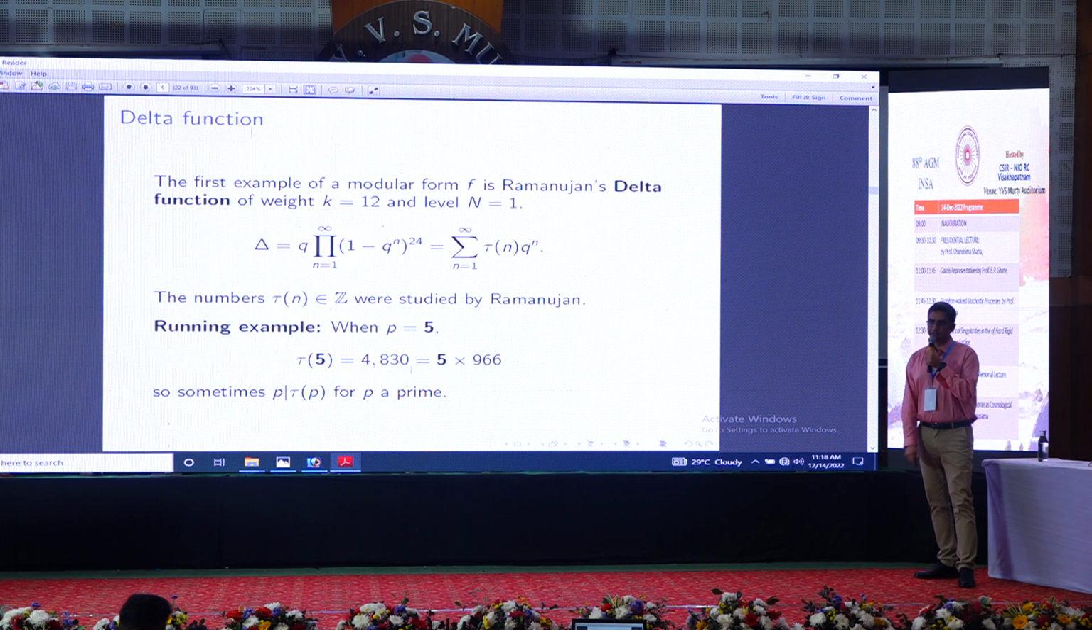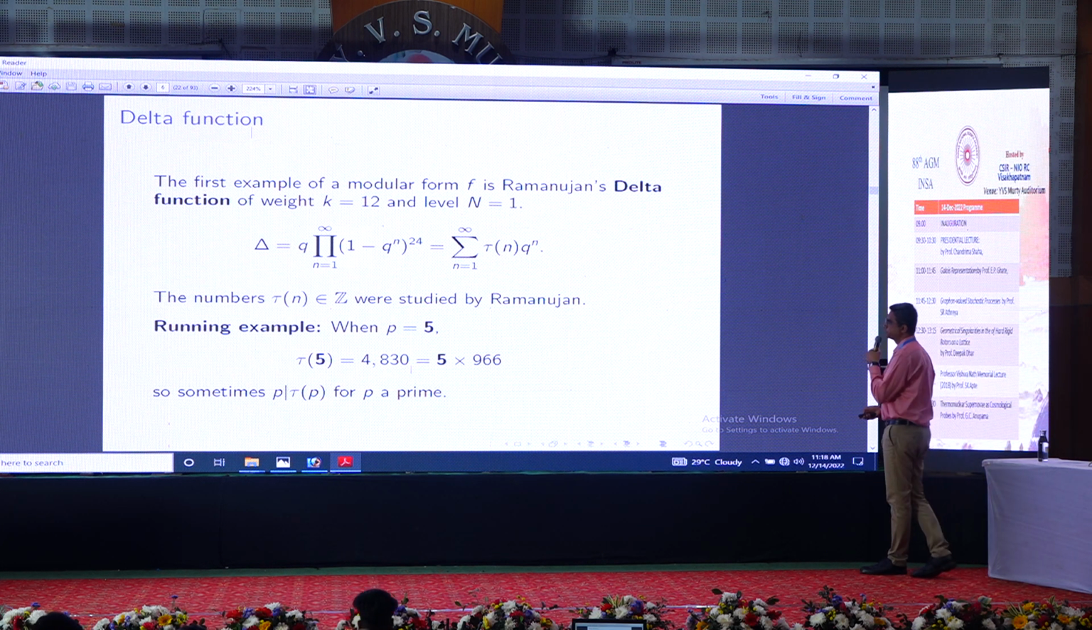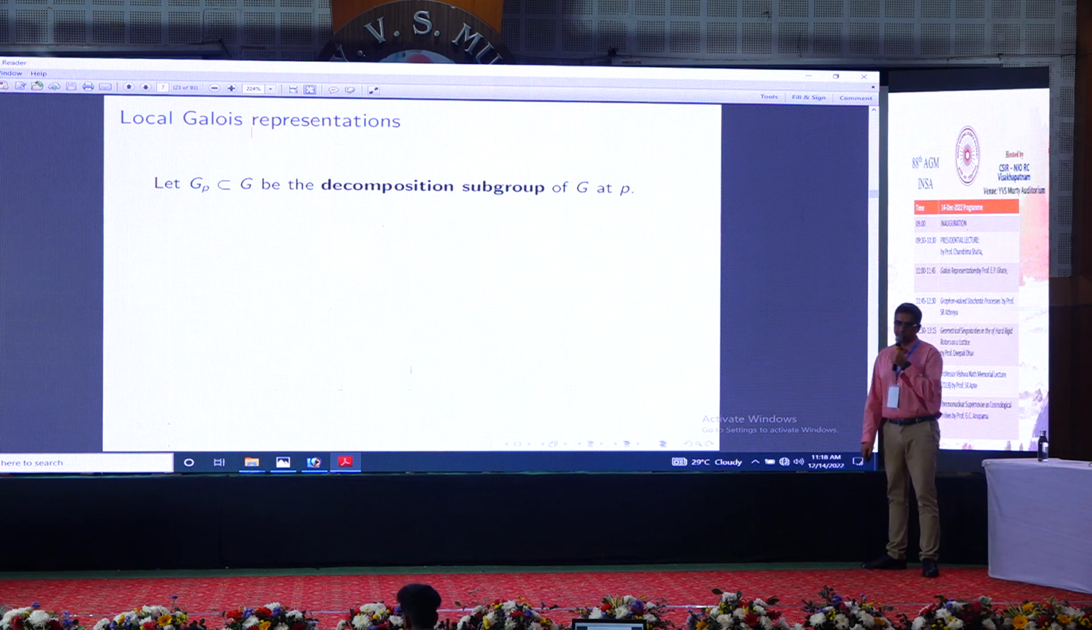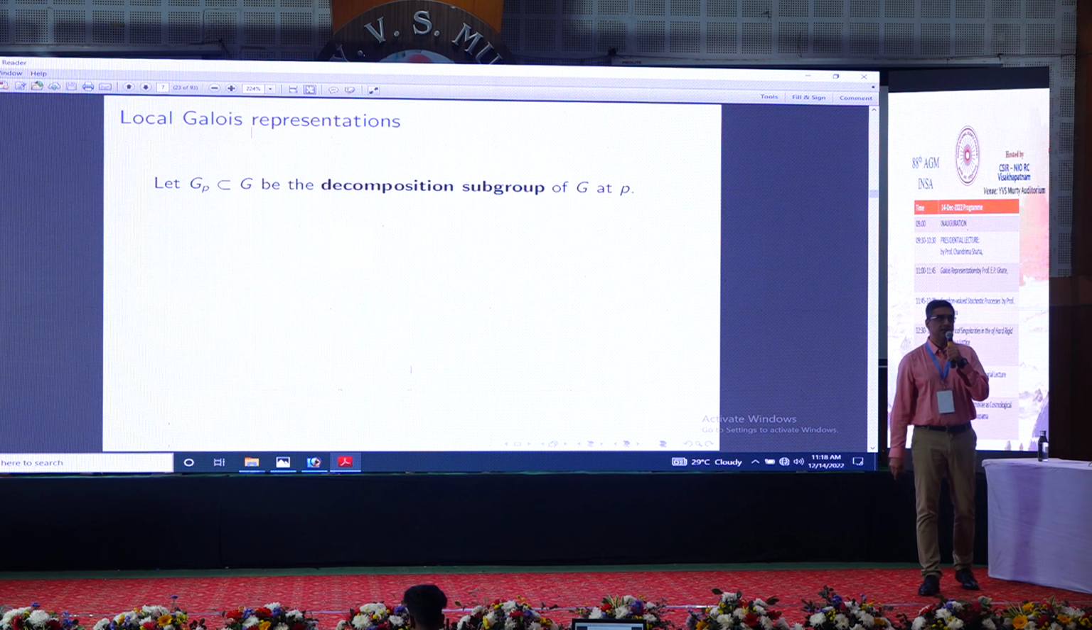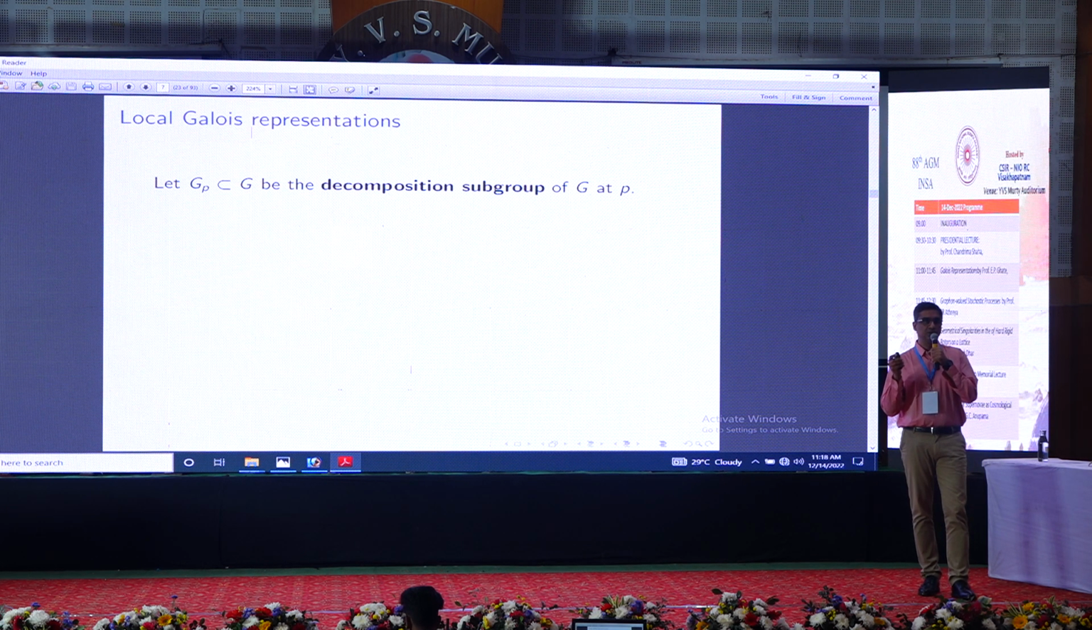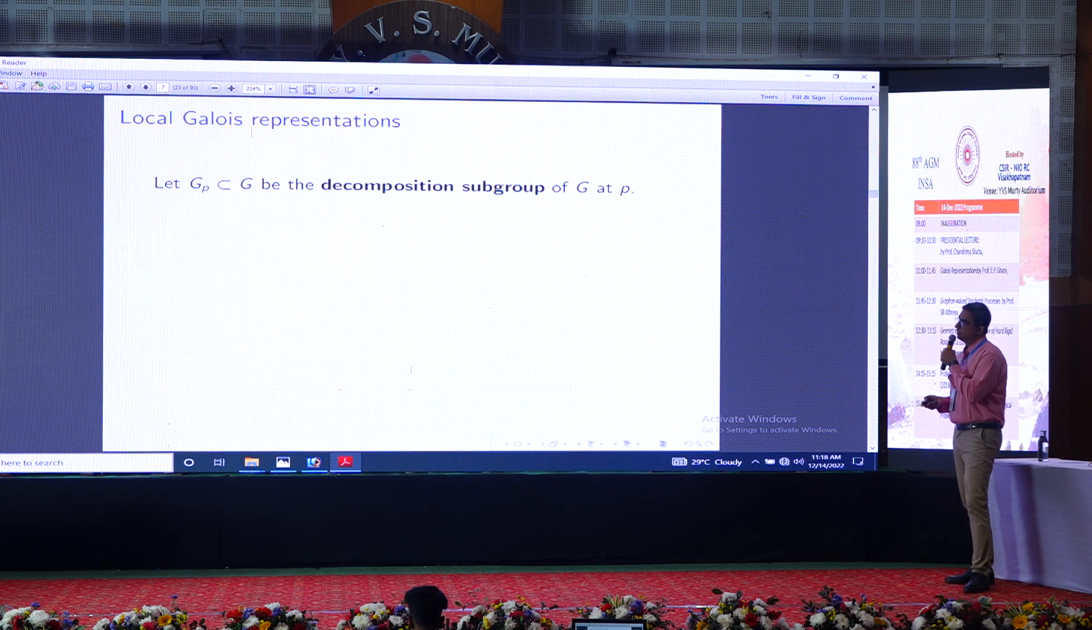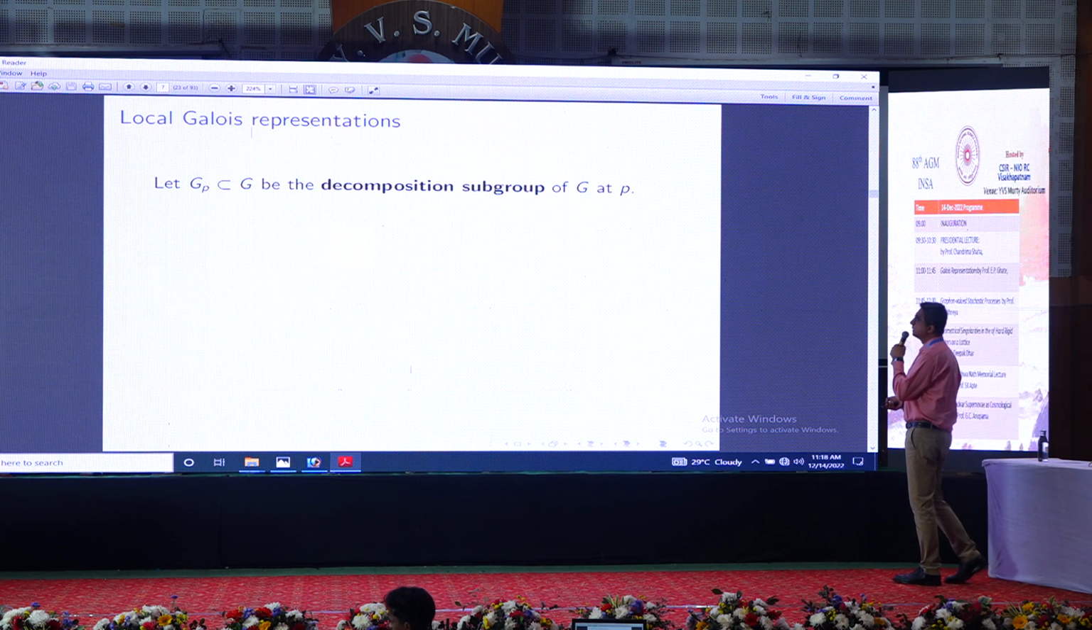So let's look at the fifth Fourier coefficient, and I want to emphasize that 5 exactly divides that number. Okay, so this talk is not about the actual Galois representations attached to modular forms. I'm going to restrict the domain a little bit to what is called the local Galois group. There's a technical word for it called the decomposition subgroup.